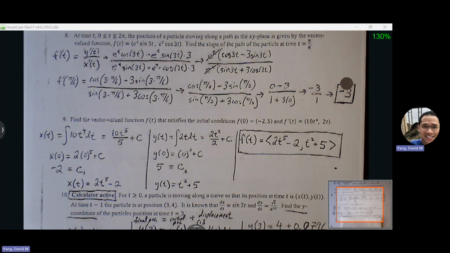Number 9, you're just taking the antiderivative of each component. And then once you find the antiderivative, you're just going to find the C value for each component and then update the C's from each component to get your F prime. Yeah, but I do want to see all your steps, but once you're here, you can count it.